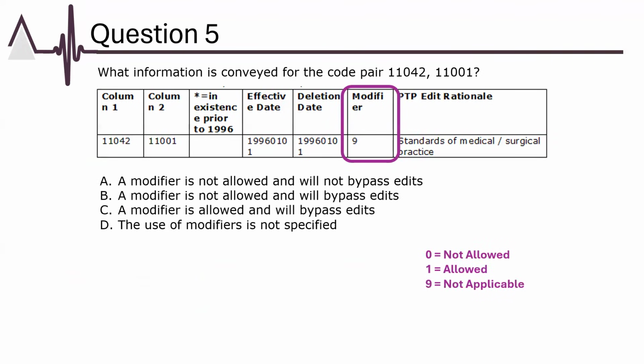As a reminder, 0 is for not allowed, 1 is for allowed, and 9 is for not applicable. The indicator of 9 means the use of modifiers is not specified. This indicator is used for all code pairs that have a deletion date that is the same as the effective date. This indicator was created so that no blank spaces would be in the indicator field. Reviewing our answers, only D is correct. The use of a modifier is not specified.